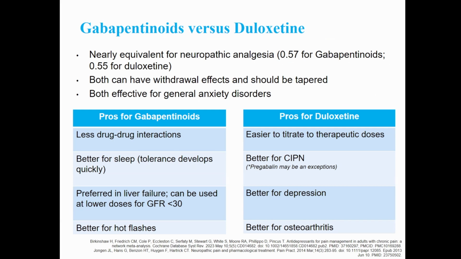It may help with sleep a little bit better, and it may be preferred in those with liver failure, or can be used at lower doses if you have a reduced GFR or kidney impairment. For duloxetine, it's easier to titrate to therapeutic dose, and that's true more specifically compared to gabapentin. It may be better for chemotherapy-induced peripheral neuropathy. It may be better for depression, and it's better for osteoarthritis. So these are some considerations to look at when you're comparing the two and trying to think about which agent to use as a neuropathic agent.